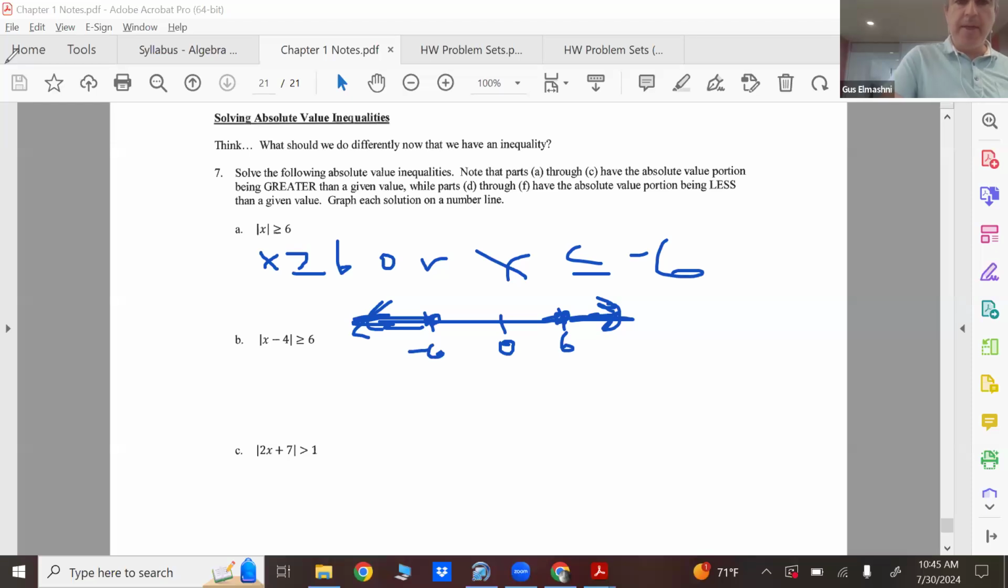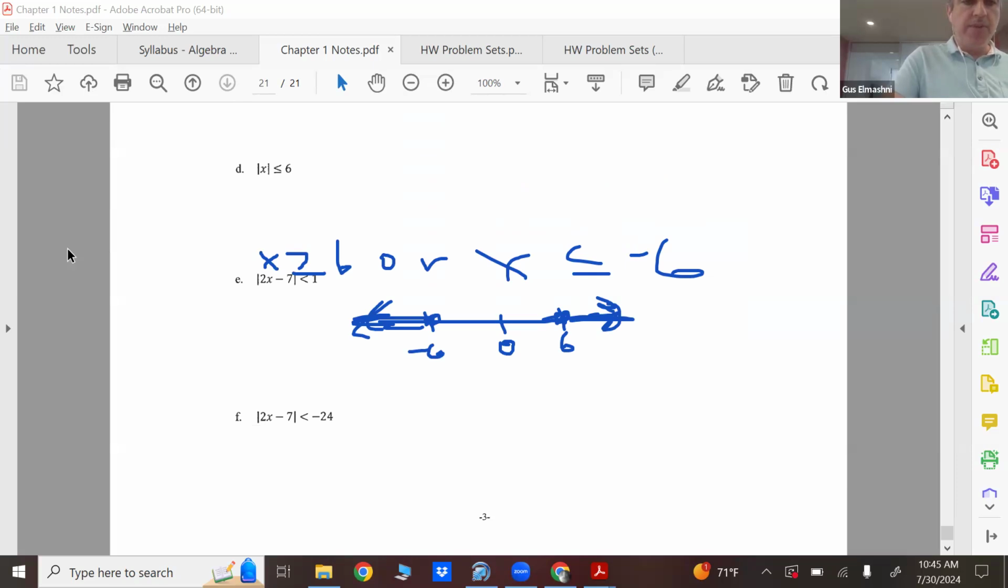So you have to be mindful that if it's greater, there are two separate inequalities, and it's an or situation because one or the other is bigger than 6 or less than or equal to -6. It's not going to be simultaneously both, because you can't simultaneously be greater than 6 and less than -6, right? It just can't happen.